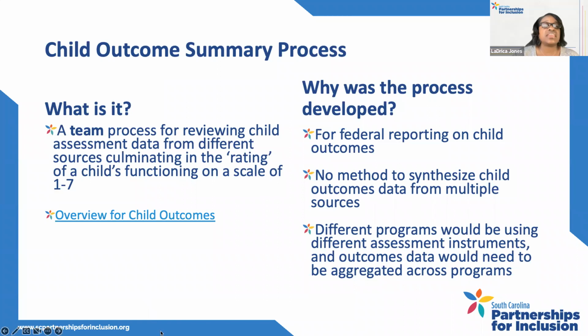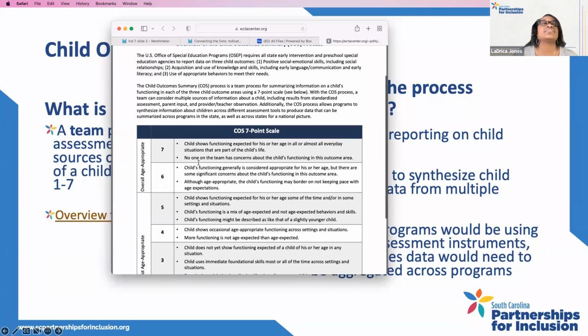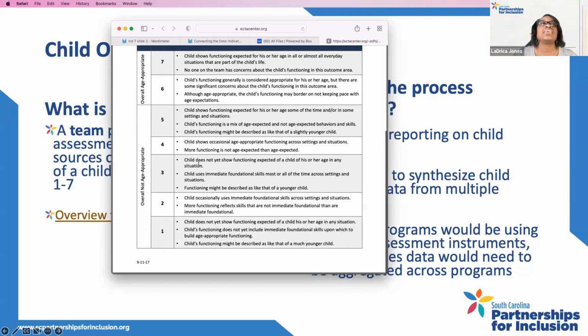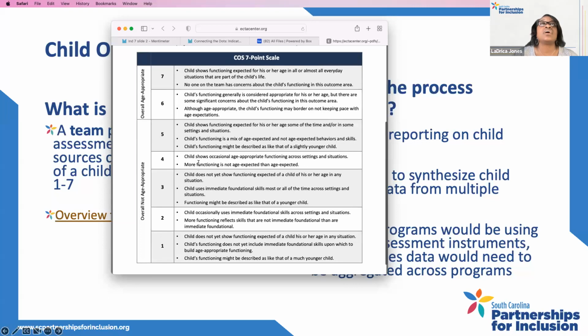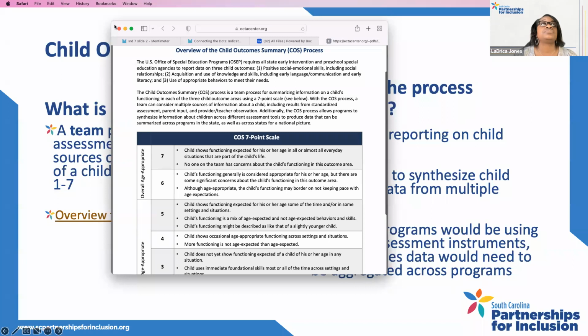There is a link for the overview of child outcome forms. You can click on it here. This is what it looks like, the Child Outcome Summary process. This is the 7-point scale. You will have access to this so you can see 1 through 7, that scale that is used. Okay.